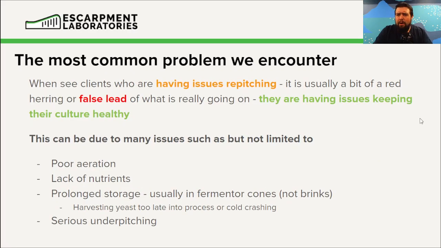Now, one of the most common problems we encounter when we see clients having issues repitching is that the repitching is almost a red herring, or a false lead, for what's actually going on. What's actually the problem is that they're having issues keeping their culture happy and healthy. This can be due to a bunch of different things, things we talked about in other lectures. It can be poor aeration, lack of nutrients, prolonged storage, usually in fermenter cones, harvesting yeast too late, or improper harvest of the cells whenever they do it. Or it can be, in extreme cases, some serious underpitching issues.